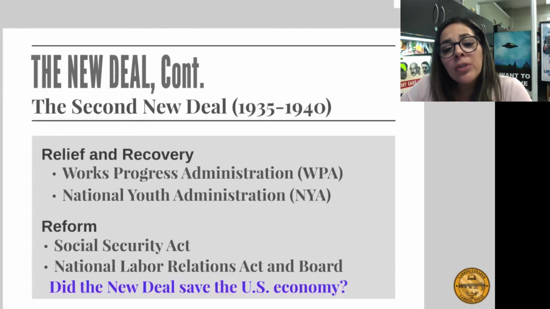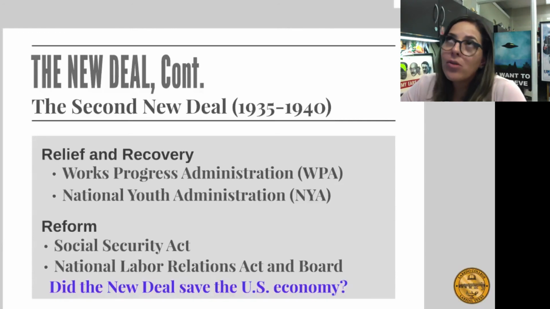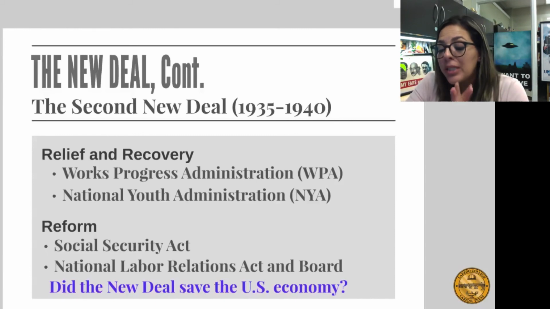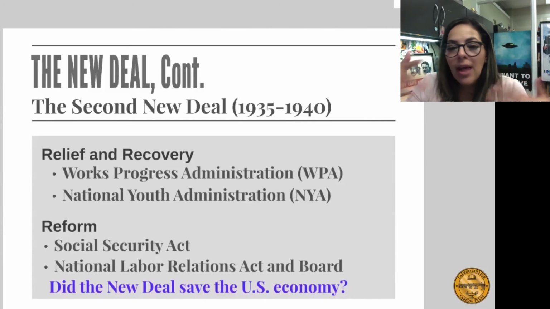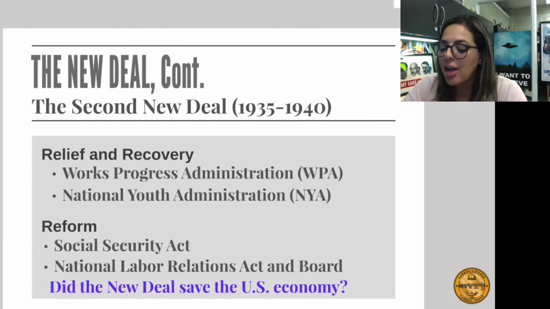The last program I want to talk about is the National Labor Relations Act and Board, also known as the Wagner Act. Now, in 1935, this was established to protect the rights of employees and employers by encouraging them to mediate, like collective bargaining, to curtail a lot of the privileges that the private sector had.